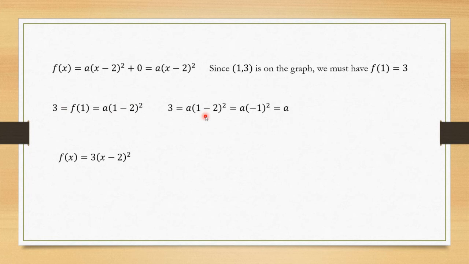But 1 minus 2 is just -1. So we have 3 is A times (-1) squared, which of course is just A. So we get that A has to be 3. So again, using this, we replace x by 1. We know we have to get 3. So we have 3 is f of 1, which is this, which is equal to this. And so from here, we get this, which is just A, because (-1) squared is 1. So now that we know what A is, we know what f of x looks like.